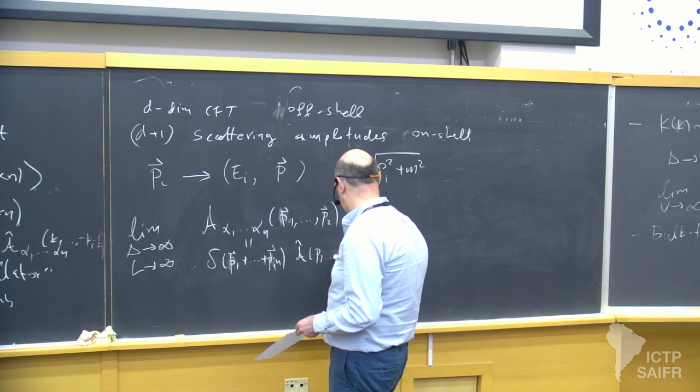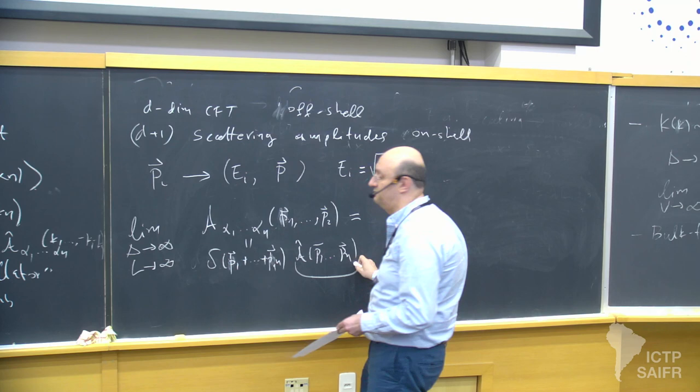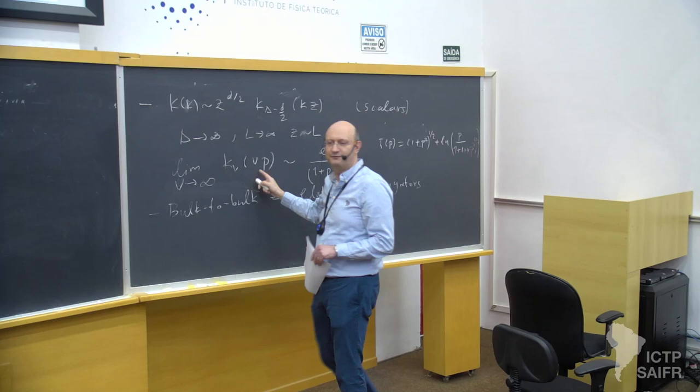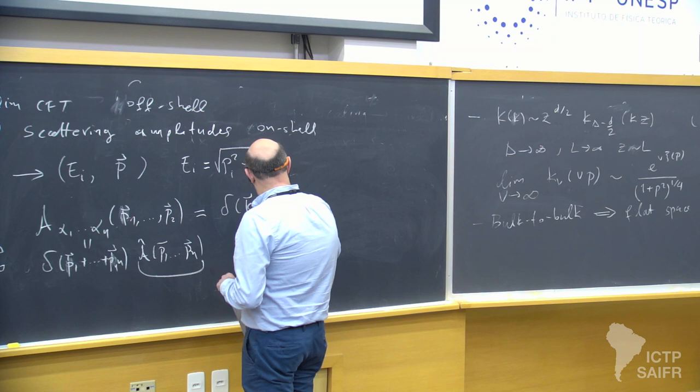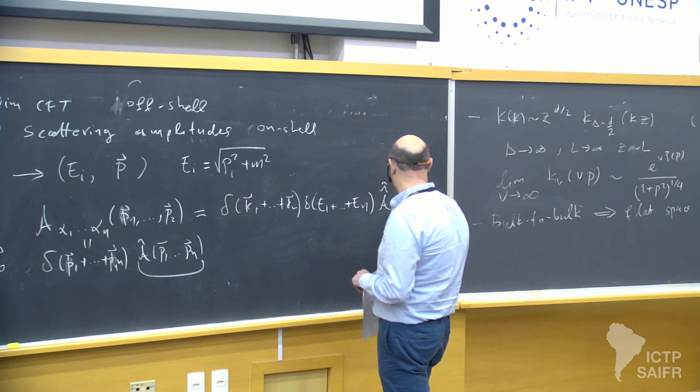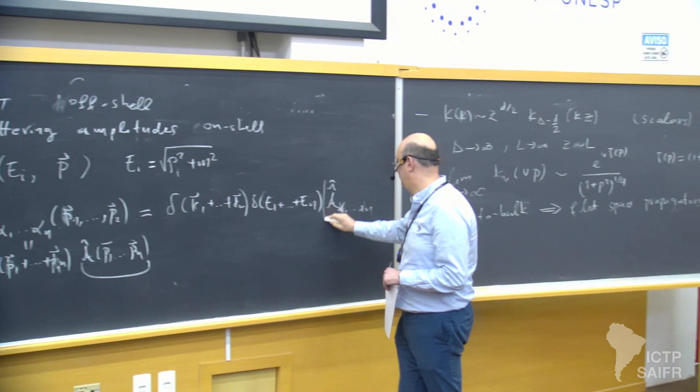So this means as we take this limit, this guy here should be proportional to a delta function. And that indeed happens by using this asymptotic formula. So then, let me put a double hat. And then the claim is that this object here correctly reproduces the scattering amplitudes.